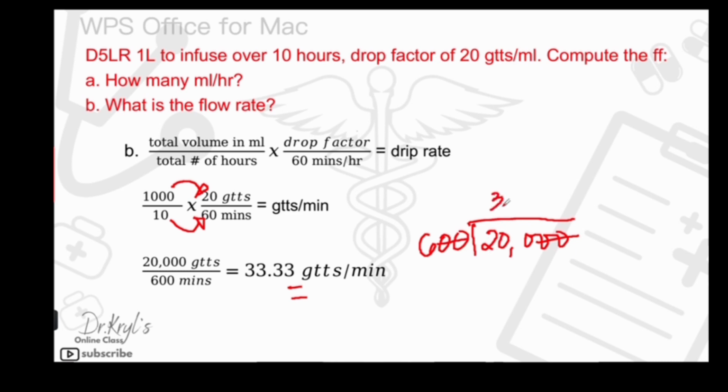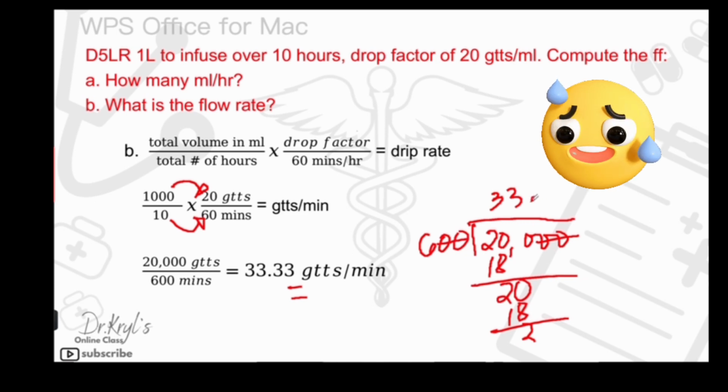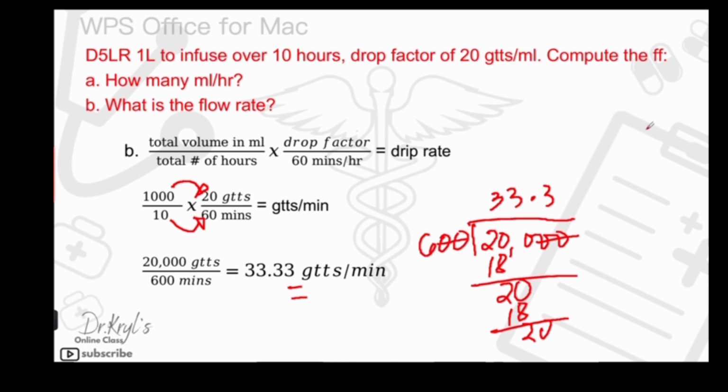So, 3. Ayan. So, 18. Tapos, 2. Down 0. So, 3. So, ganun pa din. 8 and 2. So, magdagdag na tayo ng 0. So, 0, 0. So, 3 pa din. So, ayan. So on and so forth. 33.33. Siyempre, wala namang 33.33 drops per minute.